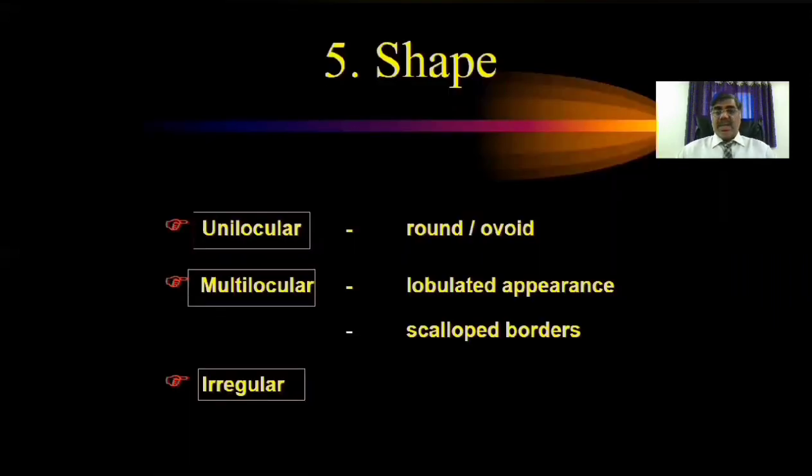So the next feature that we are going to discuss is the shape. And in conventional radiology, shape has a big role to play in the diagnosis, because we formulate differential diagnosis based on the shape. We have a set of differential diagnoses for unilocular radiolucency. We have a set of differential diagnoses for multilocular radiolucency. So the shape characterization in conventional radiology is a key factor for diagnosis. So now let me show you an example for each one of these.